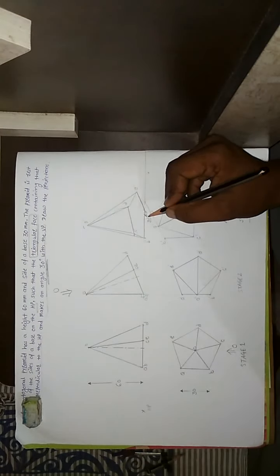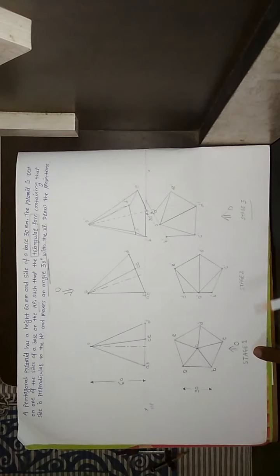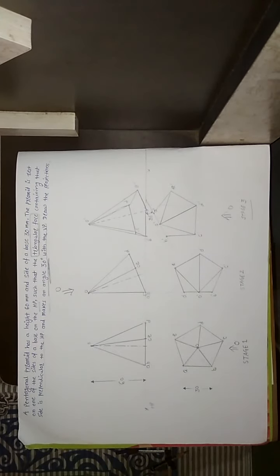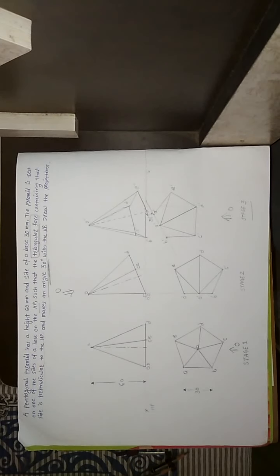This is our three-stage problem of a pentagonal pyramid: stage 1, stage 2, and stage 3. This angle is 30 degrees. The height is 60, and the side of the base is 30 mm. Thank you.